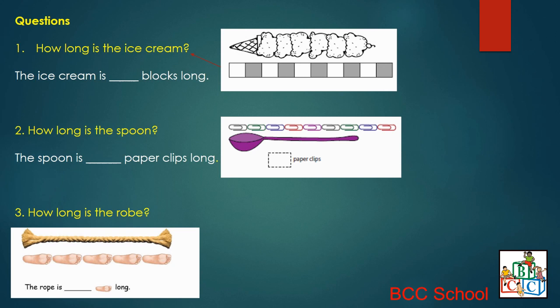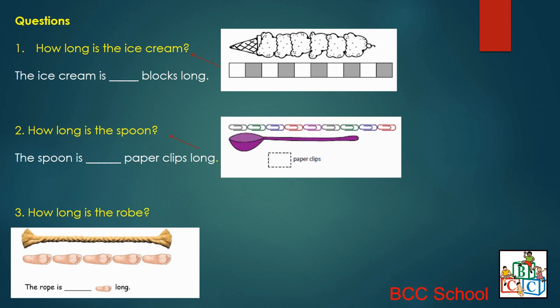Let's look at the second question. How long is the spoon? Can you see the spoon and the paper clips? Well, we will have to measure the spoon using the paper clips. So you will have to count the number of paper clips long the spoon is. In your copybook you will write: the spoon is, your answer, paper clips long.